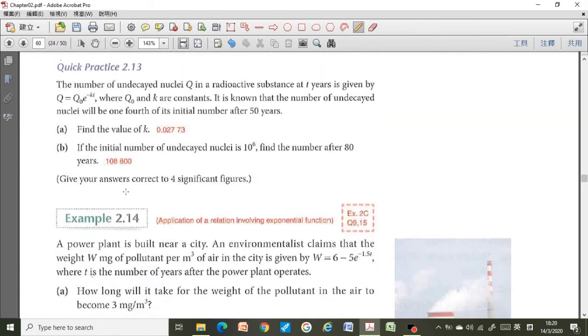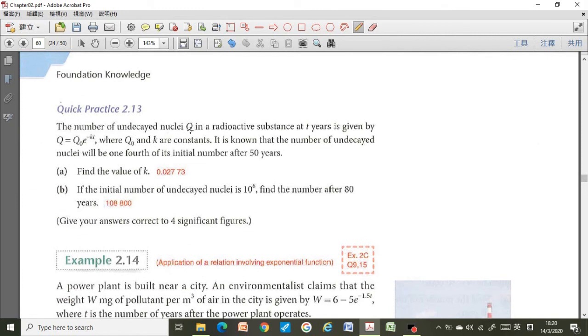Let's show an example. The number of undecayed Q in a radioactive substance after t years is given by this, where Q naught and k are constants. Here is a minus sign, so this is an exponential decay. It is known that the number of undecayed nuclei will be 1/4 of the initial value after 50 years. So that means when t equal to 50, Q will be 1/4 of the initial value, so it is Q naught over 4. Because you do not have the value of Q naught, you just write down Q naught here.